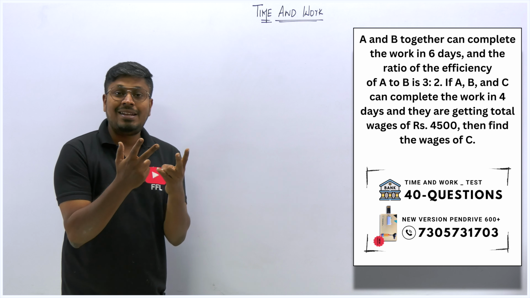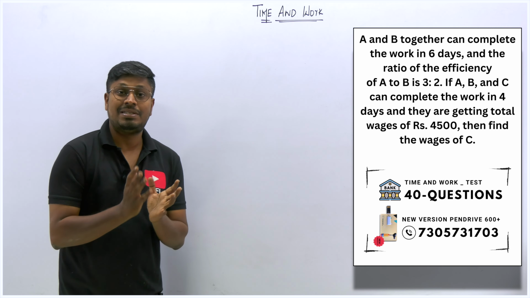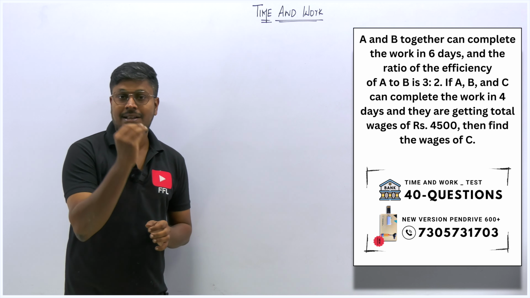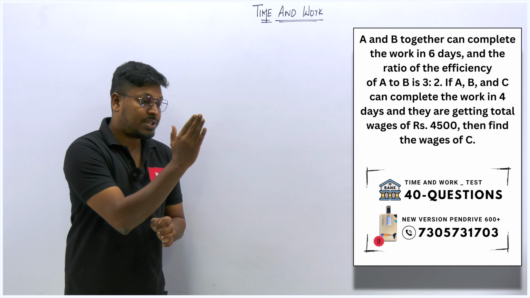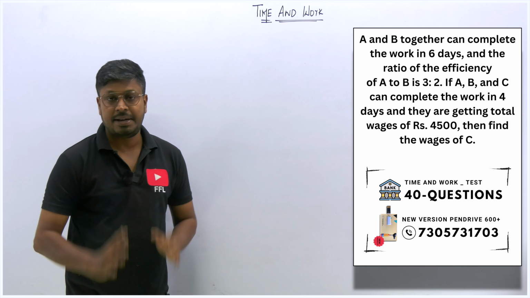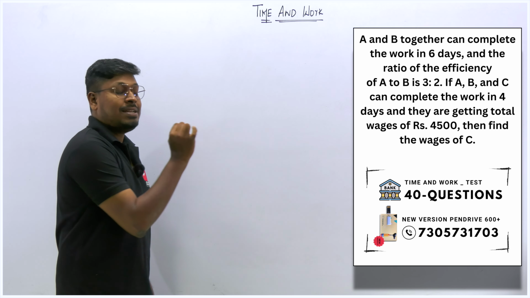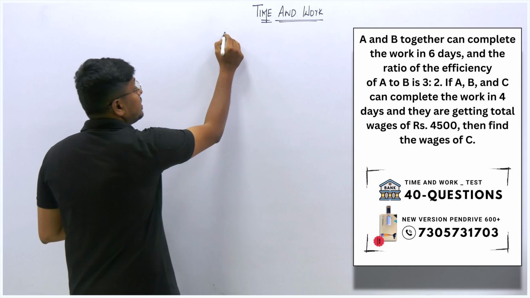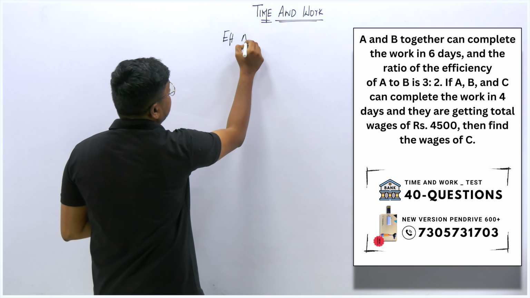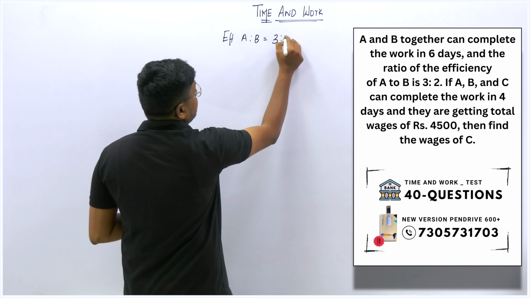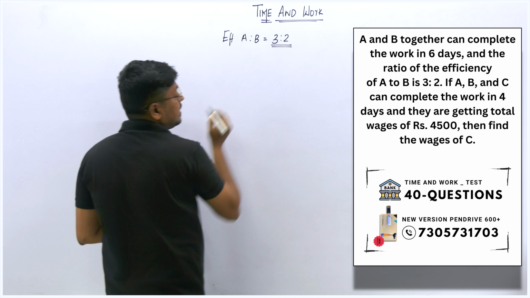So without finding the ratio, we can't separate the wages, the total wages for all the 3 persons. So first our target is always to find the ratio for A, B and C separately. Now according to the question, the efficiency ratio has been given, right? The efficiency ratio for the person A to B is how much? 3:2. So 3:2 is the efficiency ratio.